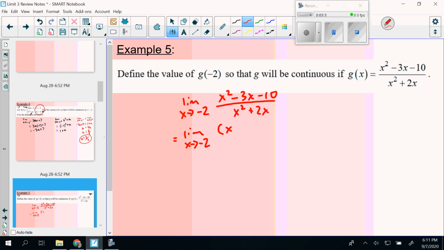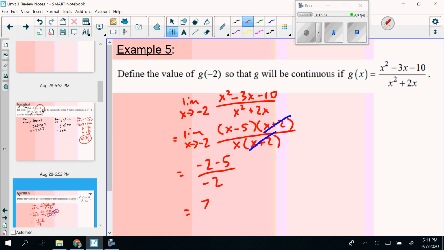both the top and bottom here, x minus 5 and x plus 2. The top factors too. On bottom we can factor out an x plus 2. Those would cancel. Now we can plug in -2 because we don't have that problem anymore. And it looks like we get -7 over -2 or 7/2. So in order for this one to be continuous, we'd want g at -2 to equal 7/2, or 3.5.